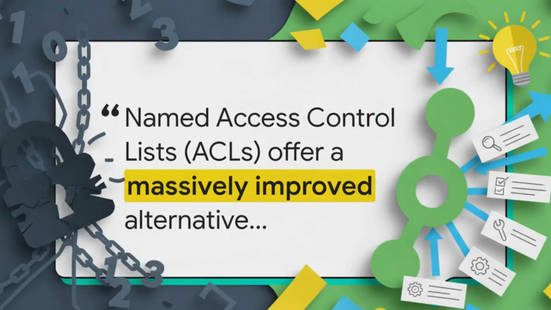Okay, let's dive into this. Because thankfully, the source material we're diving into today highlights exactly how we move past that dark age, pointing out that named access control lists offer a massively improved alternative to traditional numbered ACLs. Now, this isn't just some minor patch from vendors or a slight software tweak. It's an absolutely fundamental architectural shift in how we approach network security.